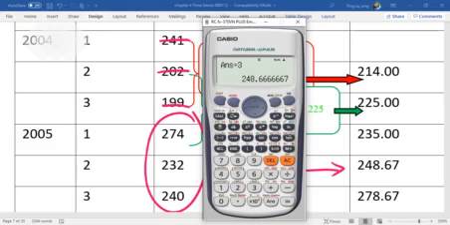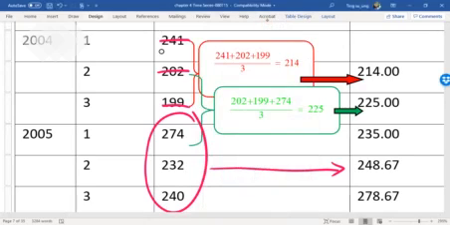248.6667, right? So 2 decimal places, so 6, 7. Please remember to round off. Any value that is less than 5 should be 0. If it is 5 or more, it will be plus 1. This one should be okay.